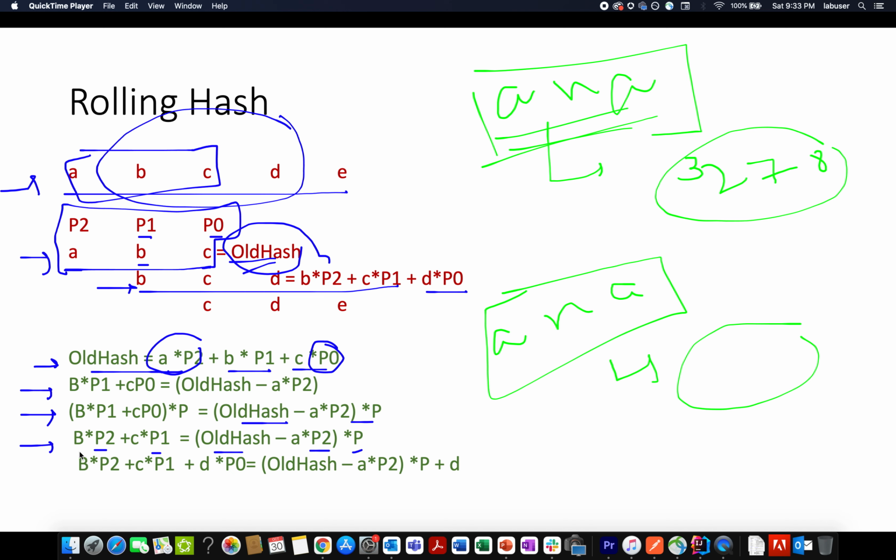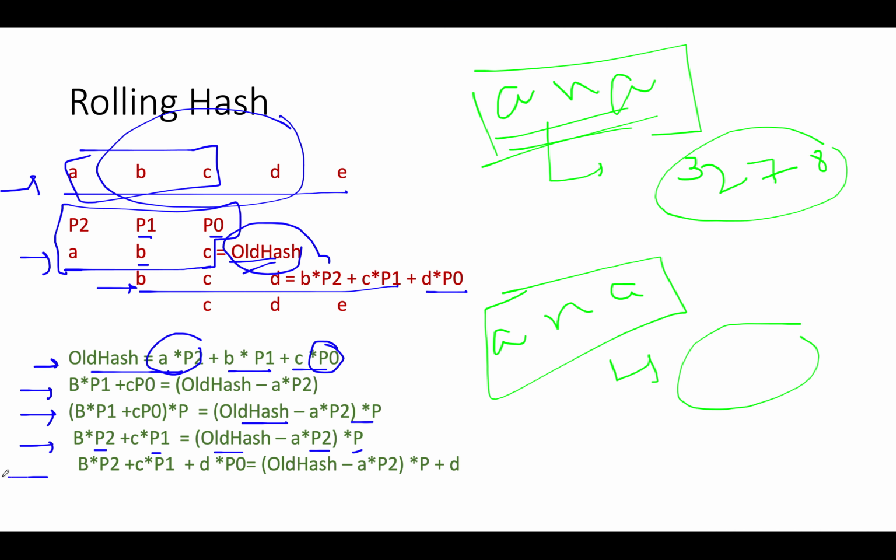It would be equal to b into p square plus c into p1 equals to old hash value minus a into p square, the whole is multiplied with p. Let's look at the final updated equation. We have b into p square plus c into p1 plus d into p0 is equal to old hash value minus the left coordinate, which was a, into p square, and the complete is multiplied with p plus d, which is a new entry that is getting added into the substring.